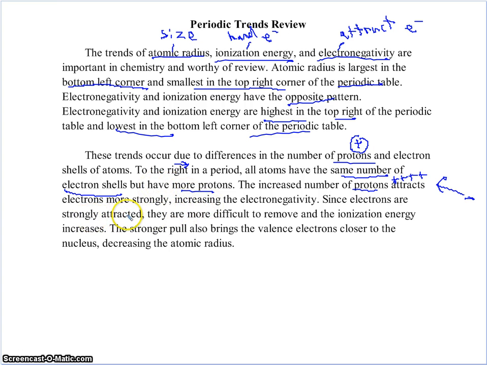Since electrons are strongly attracted, they're more difficult to remove, and the ionization energy increases. That seems reasonable. If they're attracted more, it's going to be harder to take away. The stronger pull also brings the valence electrons closer, decreasing the size. So if the electrons move closer, the size will be smaller. Okay, so that's for a period. To summarize, a period has to do with protons. That seems to be the main driving factor there.